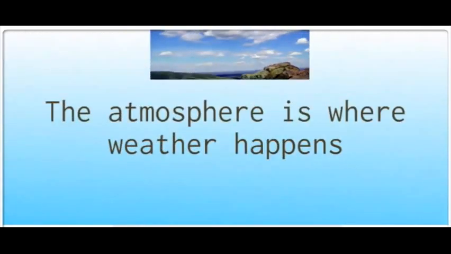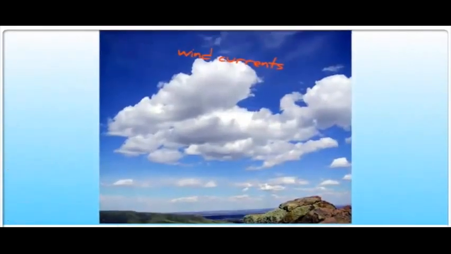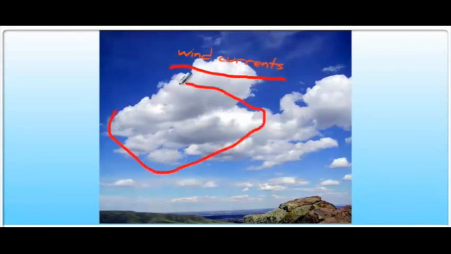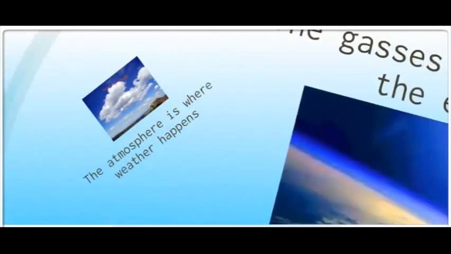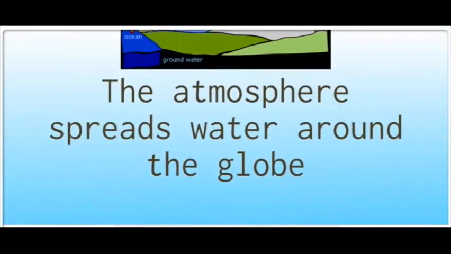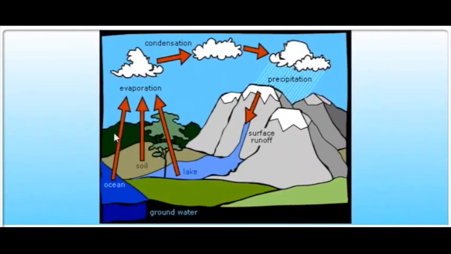Gases that we can't normally see. The atmosphere is where weather happens. Whenever we have storms or rain or anything, the atmosphere is where this is occurring. Wind currents are a big deal with the atmosphere because they transport things like clouds a long distance. If we didn't have that, then most of the Earth would be a desert. Since we're talking about a little bit of that, the atmosphere spreads that water through the water cycle.